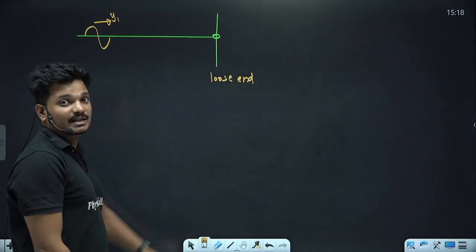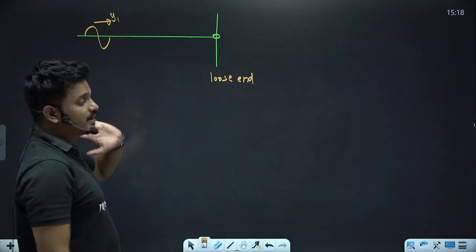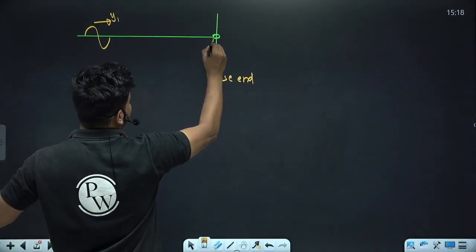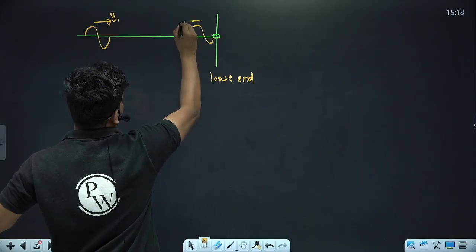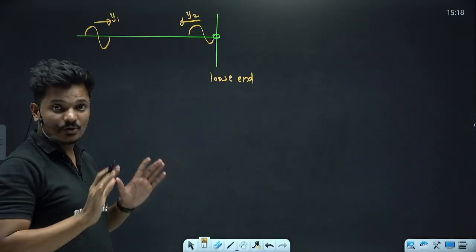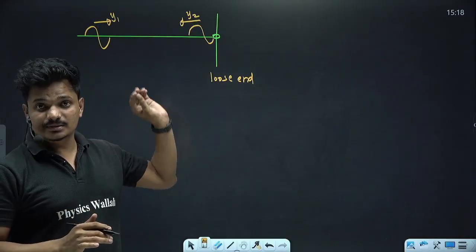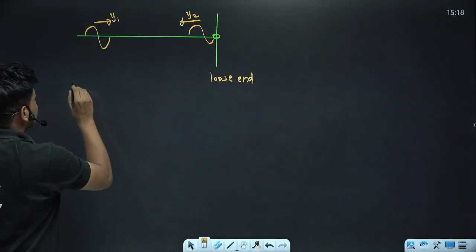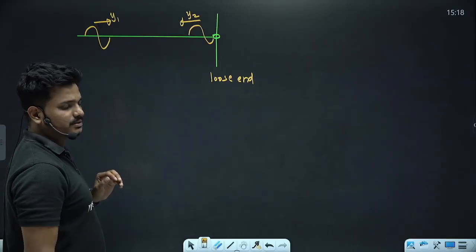So what will be the reflected wave at a loose end? We know there is no phase difference between these two waves. So this is our reflected wave. Same like that, we know how to draw the displacement equation of these two.